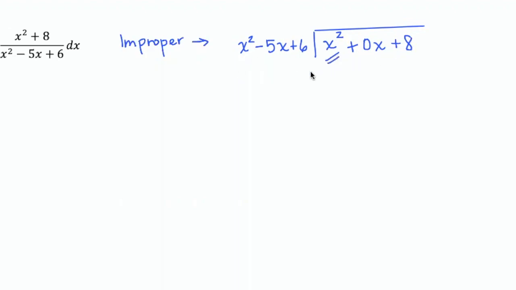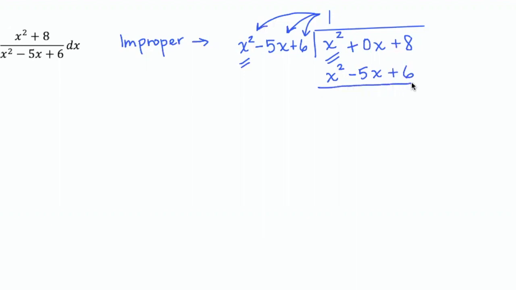I begin by looking at the first terms and I say to myself, what would I have to multiply x squared by to keep it x squared? Well, that's just 1. So now I'm going to use distributive property and multiply each term of my divisor by 1, giving me x squared minus 5x plus 6.